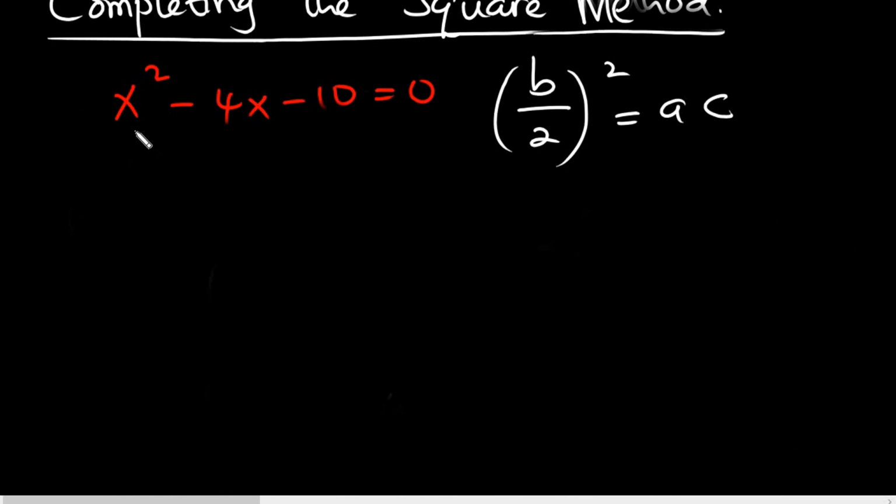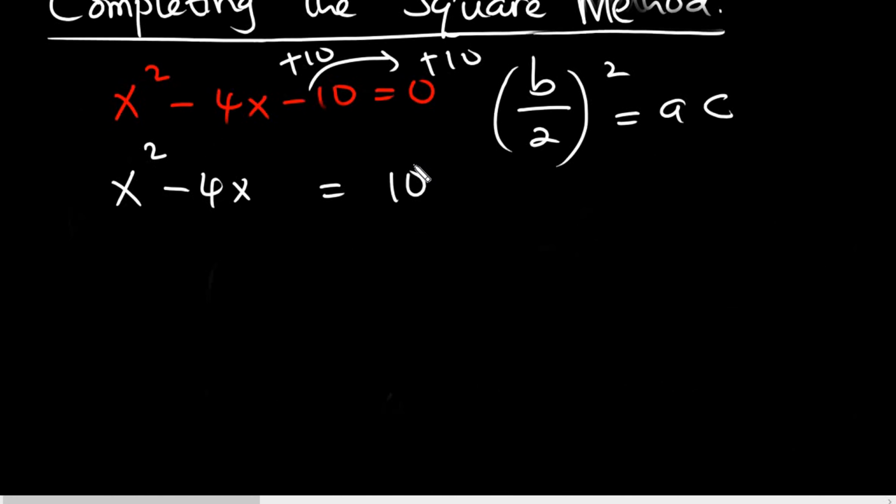So how do we make now this a perfect square? So the first thing that we are going to do is to bring this constant, this negative 10, to this other side. And how do we bring it to the other side? We are going to add 10 to both sides, okay? So it's going to be x squared minus 4x is equal to 10. So you can see I have left some space here.